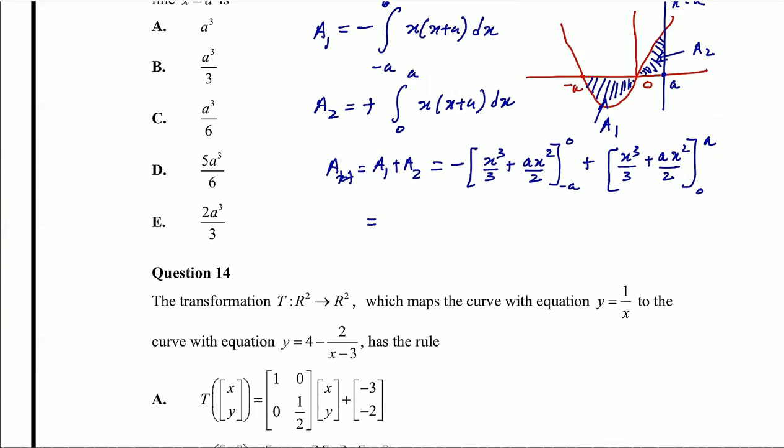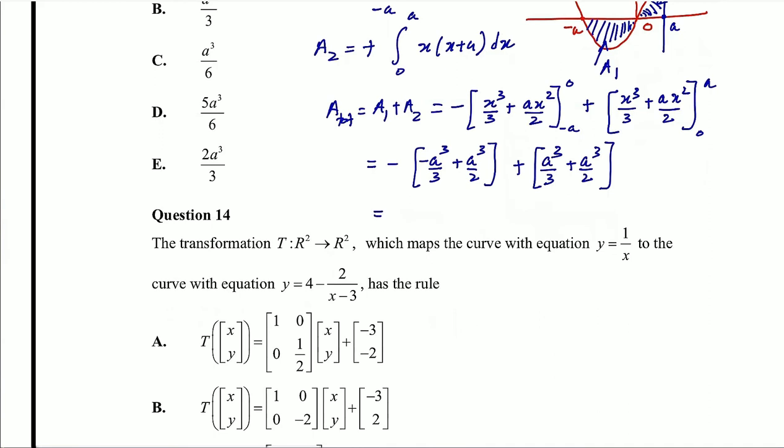So if you do that, what you get here is minus A cubed divided by 3 plus A cubed divided by 2. If I'm wrong, tell me. Here, A cubed divided by 3 plus A cubed divided by 2. So I think I'm right here. So if you do this one, you get 2, 3, so 6. So minus A cubed divided by 6 plus you get 2, 3, 5 A cubed divided by 6.